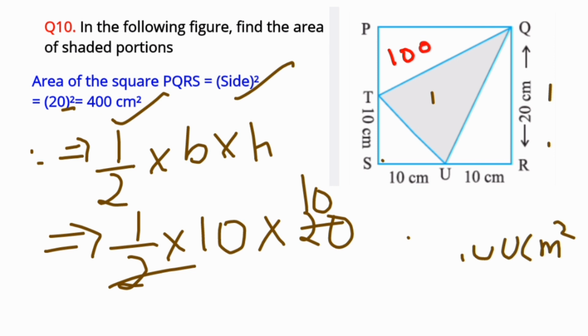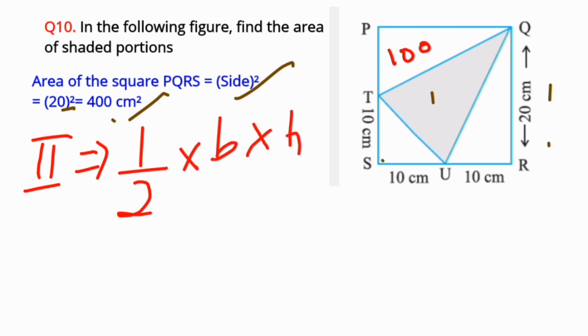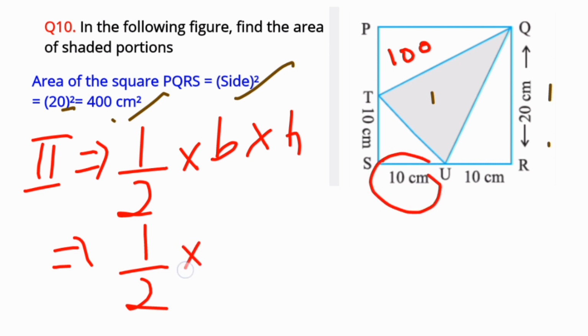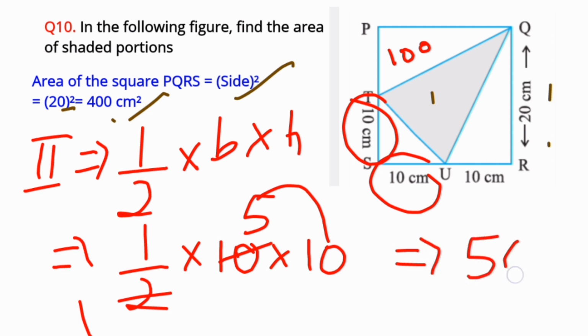Now in the same manner we'll calculate the area of the second triangle. So area of the second triangle, same formula we'll use, half base into height. So 1 upon 2, base is 10 here into 10, height is also 10. So 2 1s are 2, 5s are 10, 5 into 10, 50 centimeter square is the area of the second triangle. Now we'll calculate the area of the third triangle.